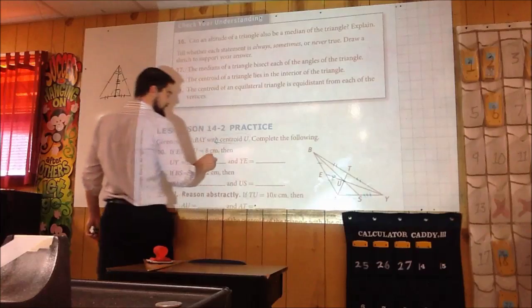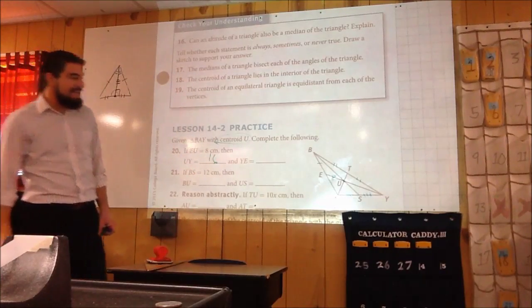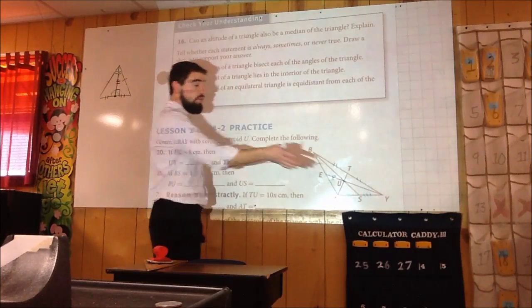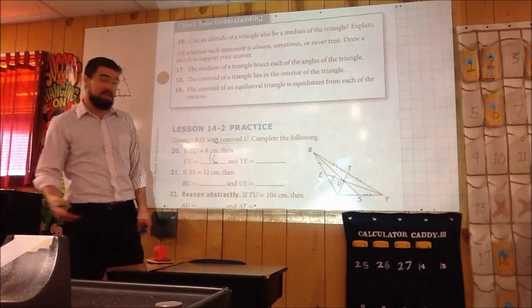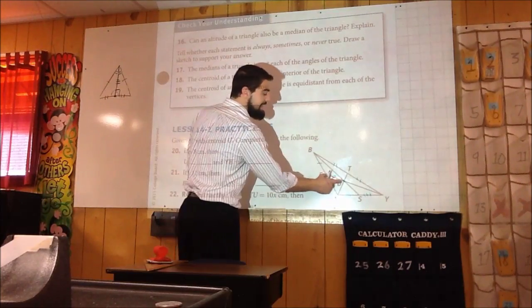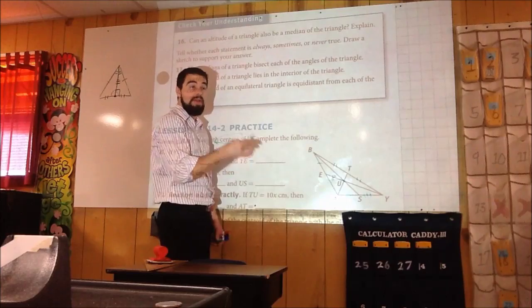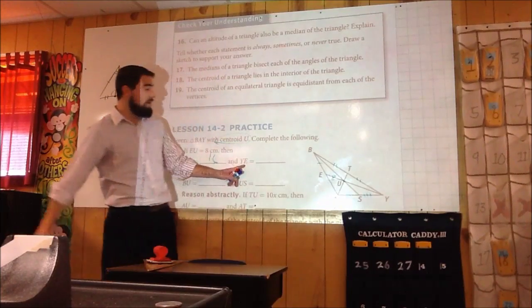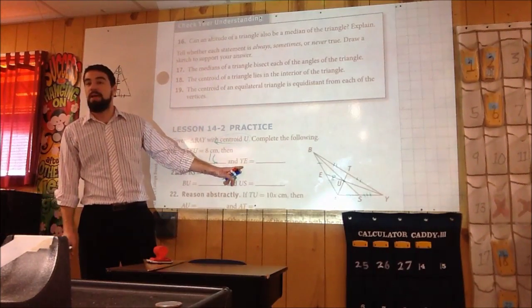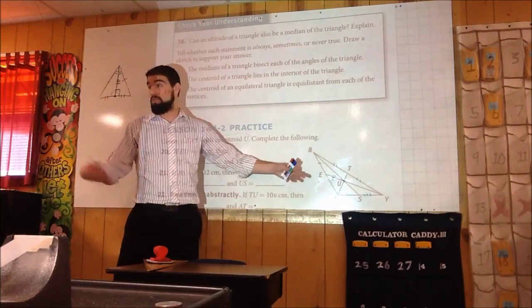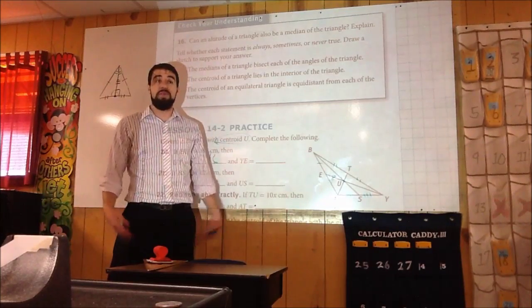Then it asks for the length of segment YE. That's the whole thing. There's two ways of solving this. You know that you were given 1/3 of the whole thing. You were given a third of the length of segment YE. So you just take 8 and multiply it by 3. And that'll get you the whole thing.